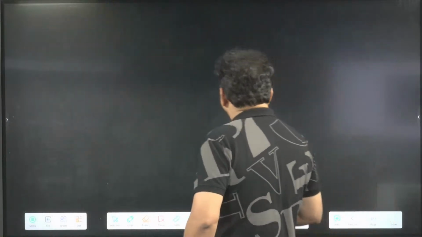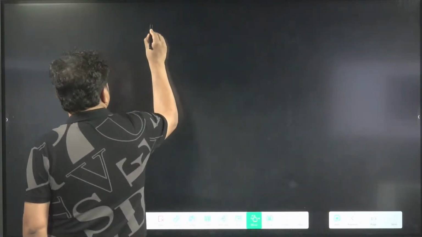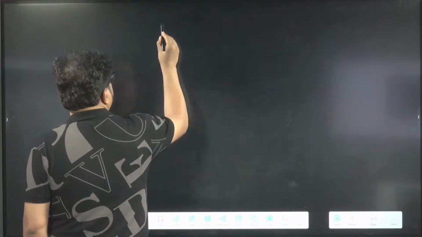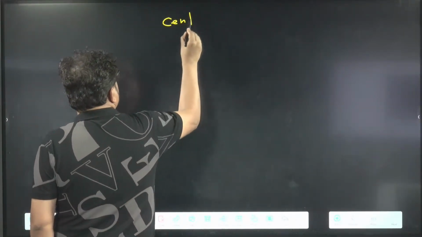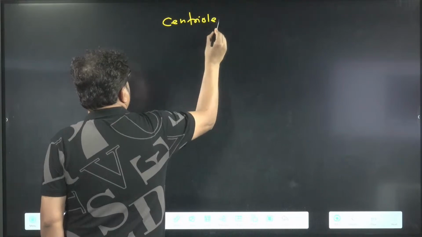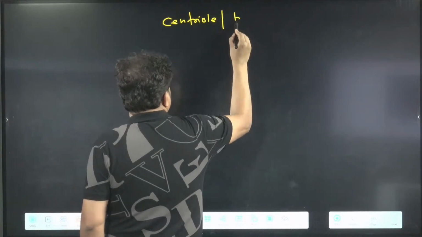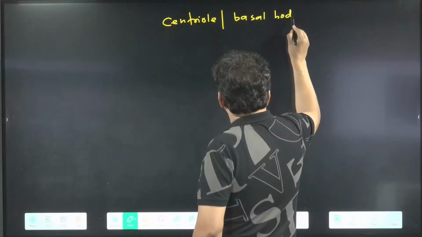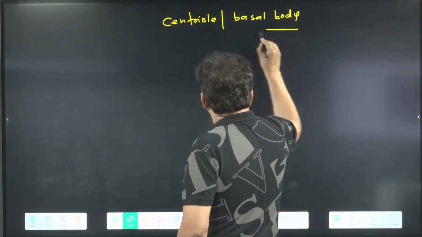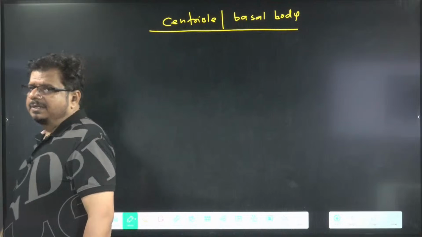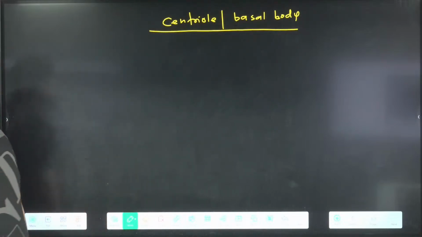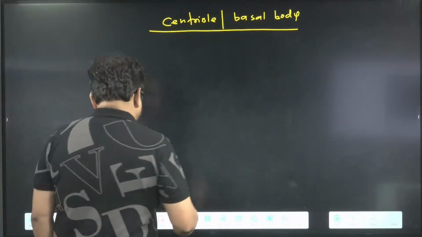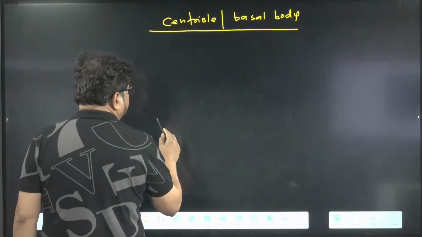Give your attention. So it is the centriole. Which other structure has the same diagram? The basal body. So basal body and centriole have the same ultrastructure. I am just telling you, first you try to understand.